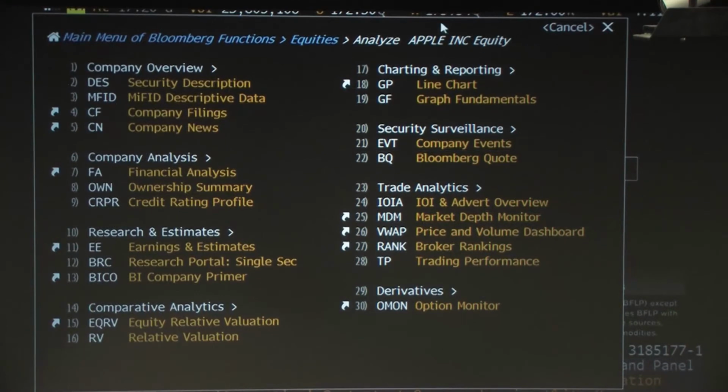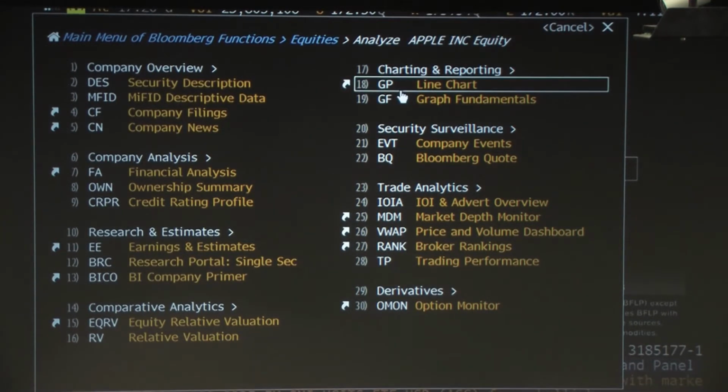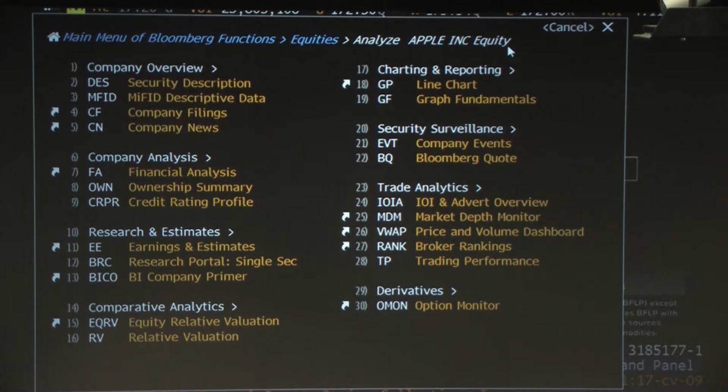This little graph here shows the 2-day chart, so it shows what happened yesterday and what happened today. Since the chart and the numbers are green, it means it was up on the day. And then next to it you have the bid and the ask. So what does it mean that the bid and the ask is 1 cent? Oh, there's a 1 cent difference. What does that mean about Apple's stock?